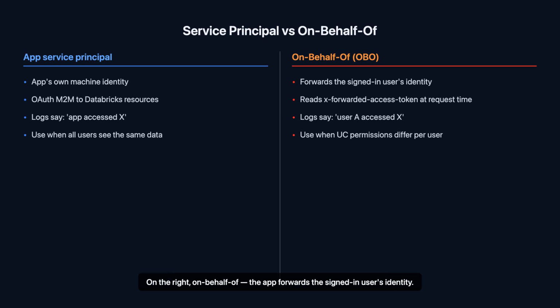On the right, on behalf of, the app forwards the signed-in user's identity. It does that by reading the X-Forwarded-Access-Token header at request time. Audit logs then name the actual user, not the app. Use this when Unity Catalog permissions differ per user, when the answer to who can see what depends on who's asking.